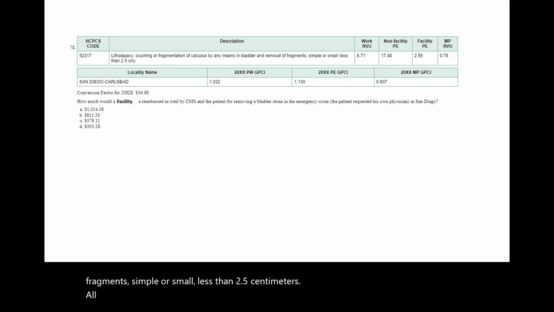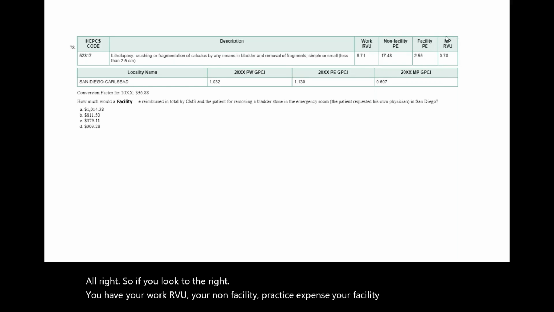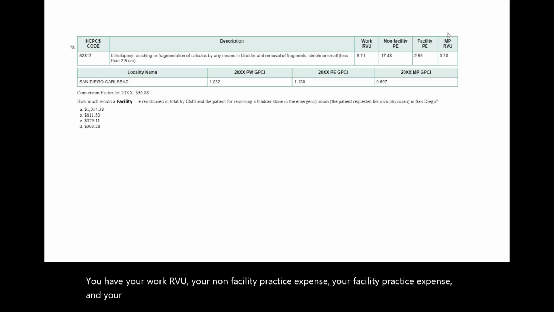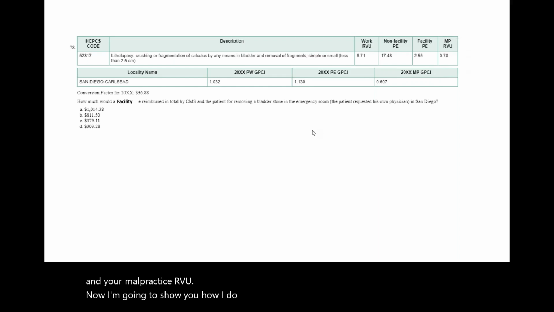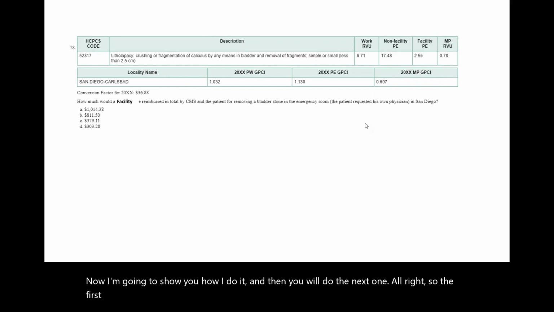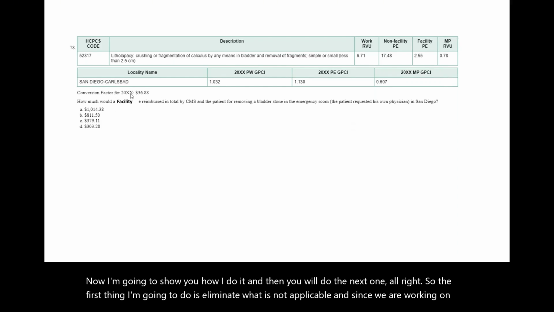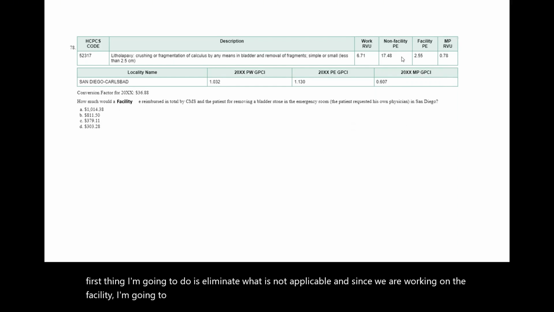All right, so if you look to the right, you have your work RVU, your non-facility practice expense, your facility practice expense, and your malpractice RVU. Now I'm going to show you how I do it, and then you will do the next one. All right? So the first thing I'm going to do is eliminate what is not applicable. And since we're working on the facility, I'm going to get rid of the non-facility practice expense.